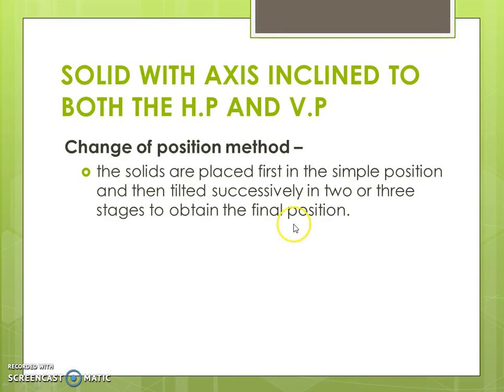Next, coming to solid with axis inclined both to HP and VP. If inclination to both HP and VP is there, then we have to draw the projections in three stages. The solids are placed first in simple position. In the first stage we place it in simple position, in the second stage we consider only one inclination and draw the positions, and in the third stage we obtain both inclinations to get the final position. This method is called change of position method or three-step method.